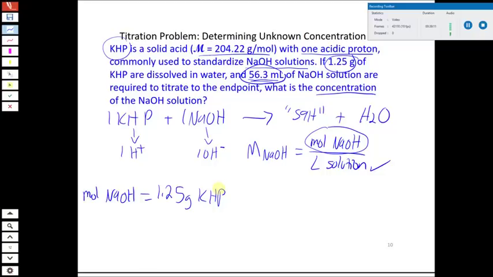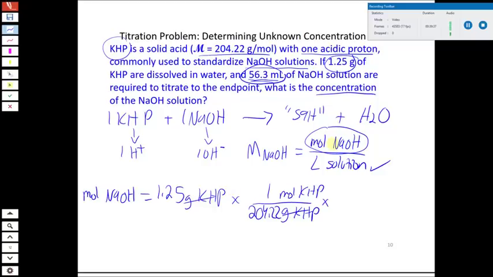So we have KHP, which has a mass of 1.25 grams, and we know the molar mass of KHP, which is given to us, is 204, so we can calculate moles of KHP by using the molar mass, just like we do all the time in stoichiometry. So 1 mole has a mass of 204.22. That's given to us in the problem as well. That's the molar mass given here. So that's moles of our acid.